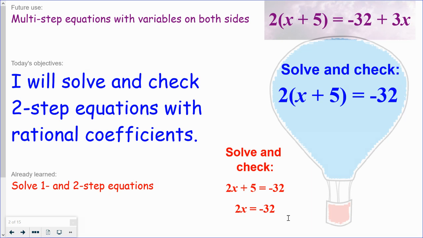Okay, so today's objective is that I will solve and check two-step equations with rational coefficients. We're going to look at a specific type of rational with using distributive property. Remember, we did these back in, I want to say November, with expressions. We had distributive property with expressions.